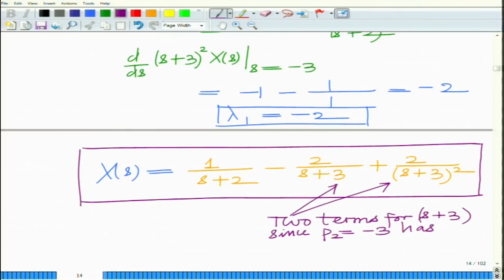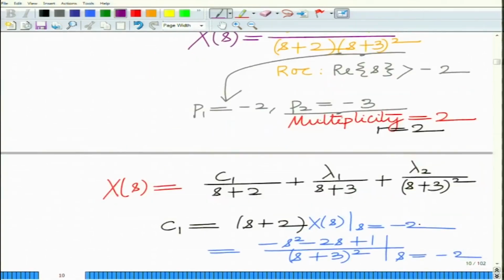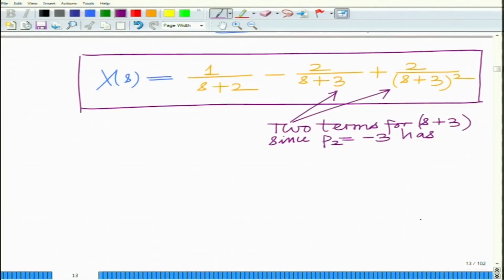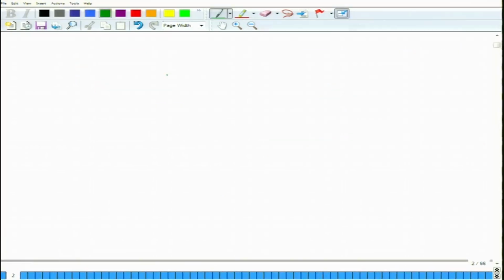Since the pole P2 equals minus 3, as we have already seen, has multiplicity r equal to 2. The ROC of the signal is given as real part of s greater than minus 2. Now, this implies it is a right handed signal.